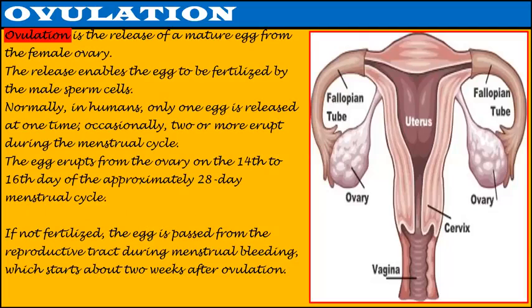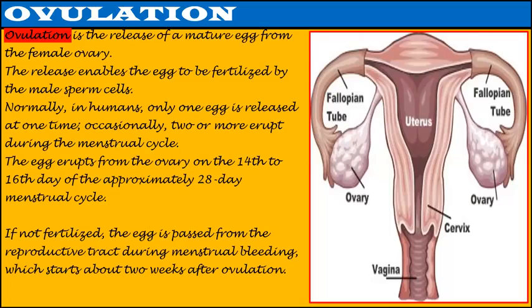Ovulation. Ovulation is the release of a mature egg from the female ovary. The process of release of ovum from ovary is called ovulation. The release of eggs enables the egg to be fertilized by the male sperm cells.